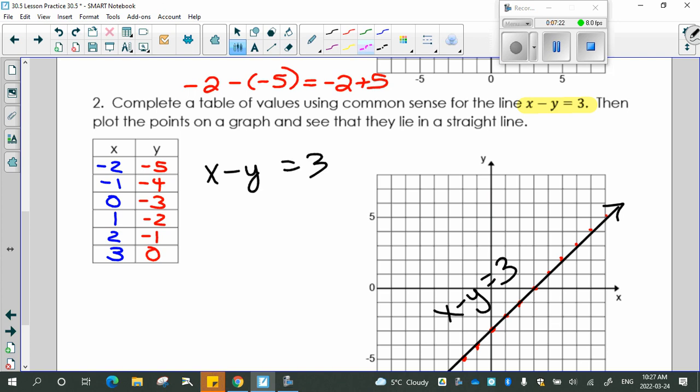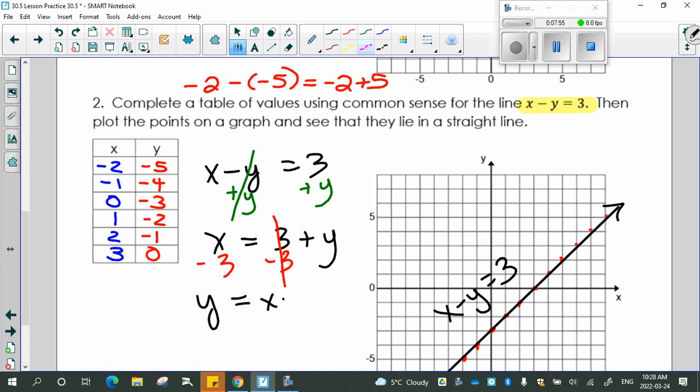So when I look at it, I say, okay, y is negative. I want it to be positive, so I'm going to add y to both sides. There's my 0 pair. But I still want to get y by itself, so what would I do next to both sides? I want the y all by itself, so what would I do to both sides? Anyone? Subtract 3, yes. So then all that's left on this side is y. So I'm going to switch sides. y equals x minus 3.